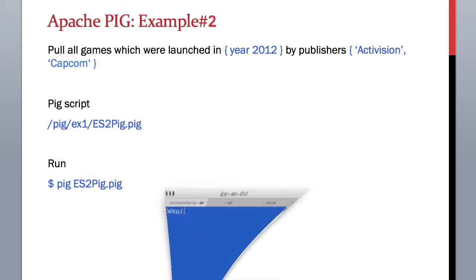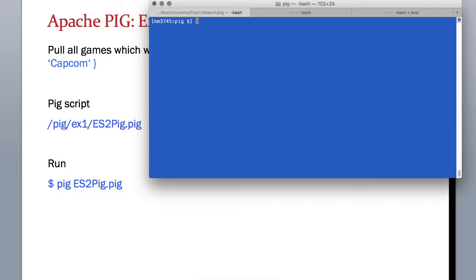So let's open the terminal. Under the PIG directory, we'll go to example number 2, and there you will see a file called es2pig.pig. This is another PIG script. So let's open it.